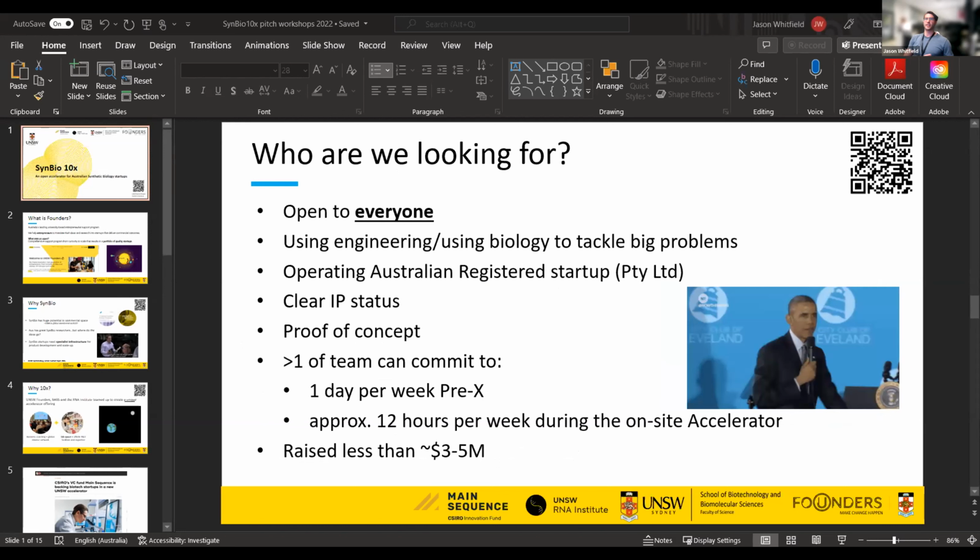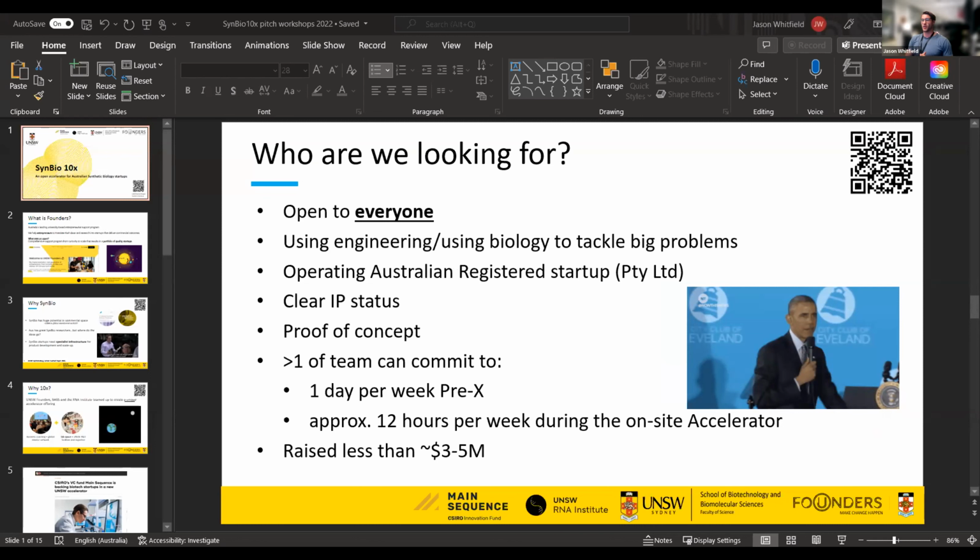So now that you're getting all excited and you're wondering, am I the right person for this program? Should I be applying? Well, if you're in Australia or you can start an Australian registered company, yeah, you can totally apply. If you're engineering or using biology to tackle big problems in sectors such as ag tech, envirotech, healthcare, energy, bioproduction, or if you're into the new term precision fermentation, definitely you fit the bill for SynBio10x.